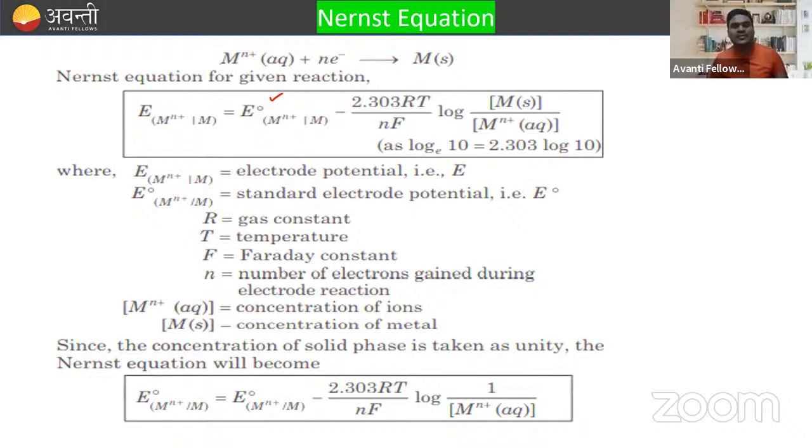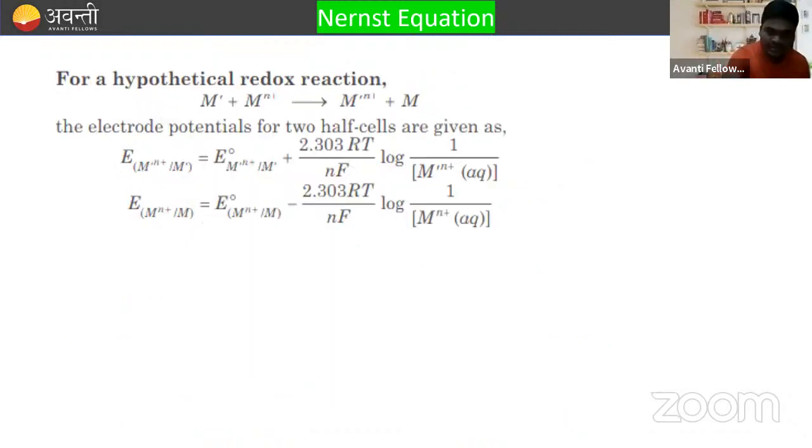We know the value of R, we know the value of F, and if the temperature is given, then we can easily calculate E. Since the concentration of the solid phase is taken as unity, the equation becomes this modified form, because we already know that M is solid, and the concentration of the solid phase is taken as unity.